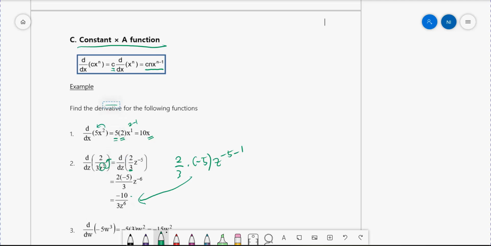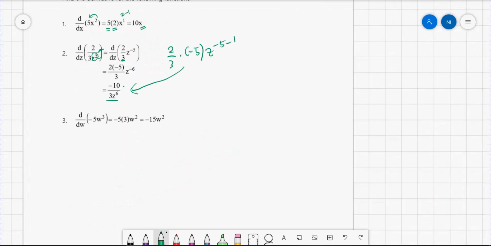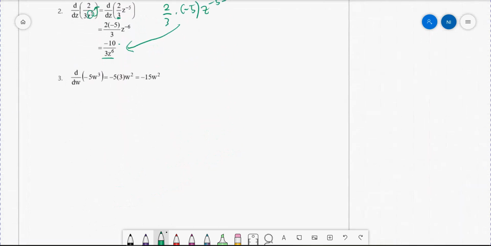The third example would be this one. Differentiate negative 5 w power of 3 with respect to w. It will be negative 5, the constant.